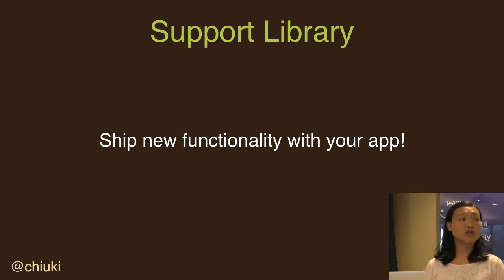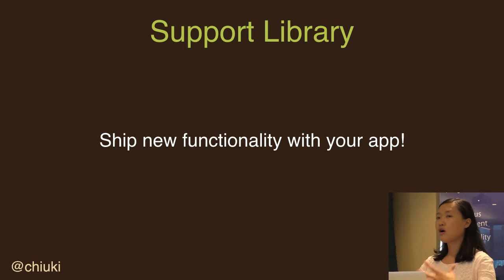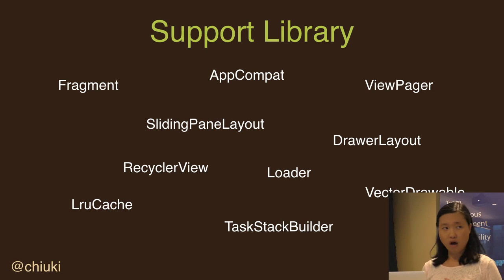Another way, if you want new functionality, is you can ship new functionality with your app. Right? So if you are trying to call things that are on the system, then you're dependent on the system. And Android actually has been using this for a long time to give us developers functionality that we can essentially use on all devices. So the official support library has a lot of different things in it. This is just a subset of it.